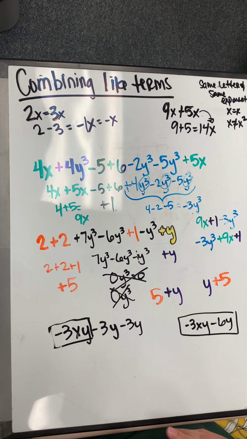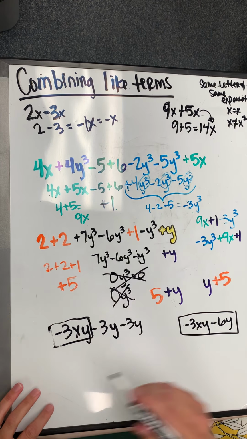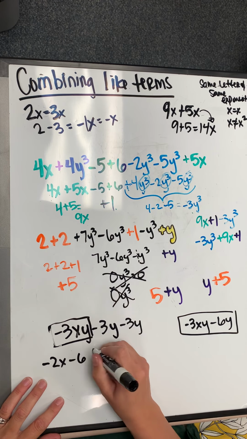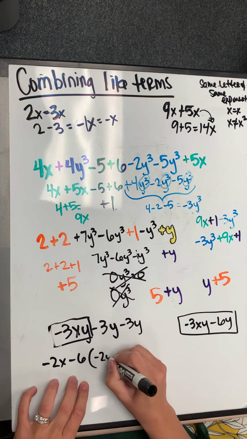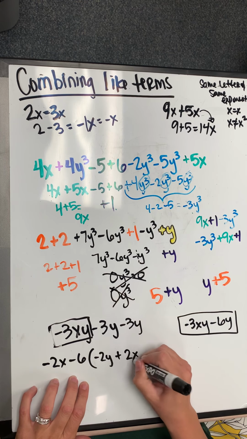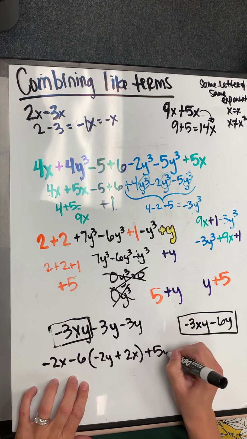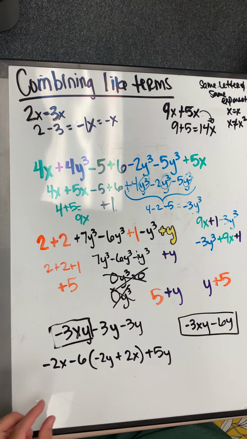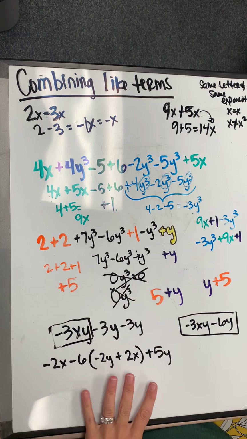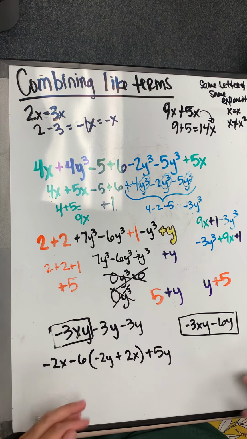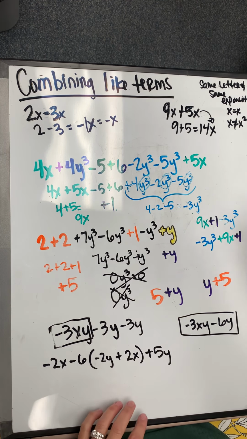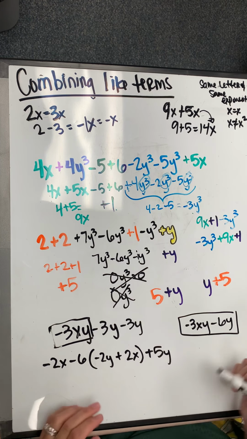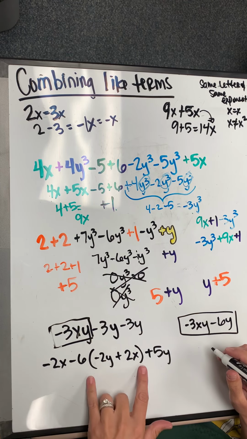I have one more that I want to show you. This one has to do with distributing. So negative 2x minus 6 parenthesis negative 2y plus 2x plus 5y out of the parenthesis. We worked with distributing, and so this is just kind of putting the two of them together. We're going to have to distribute, and then we're going to have to combine our like terms. So order of operations says we have to get rid of these parentheses first.